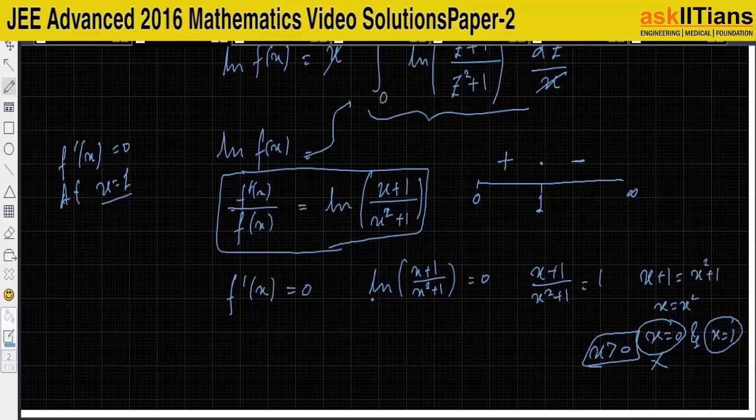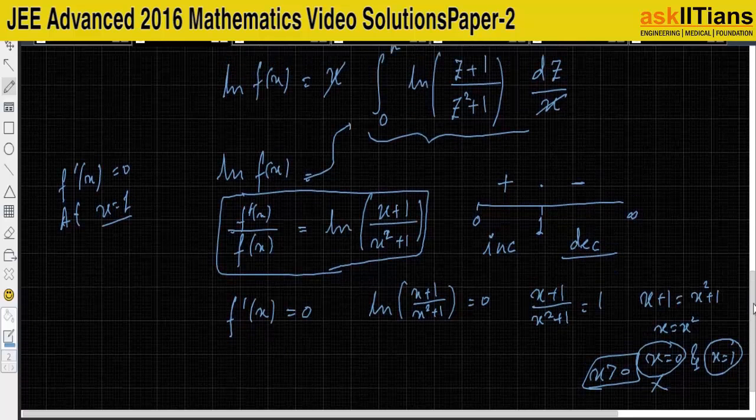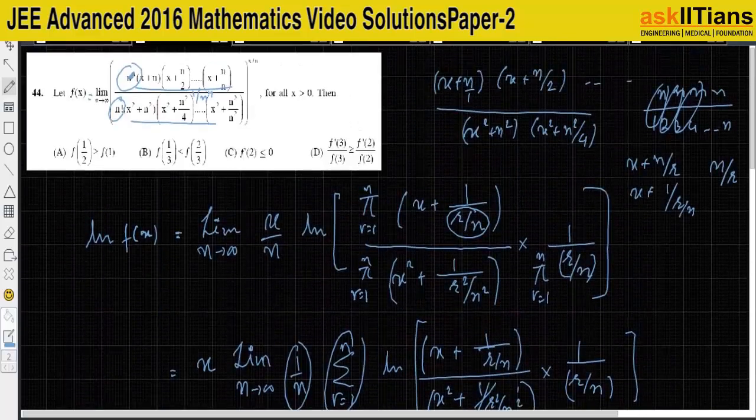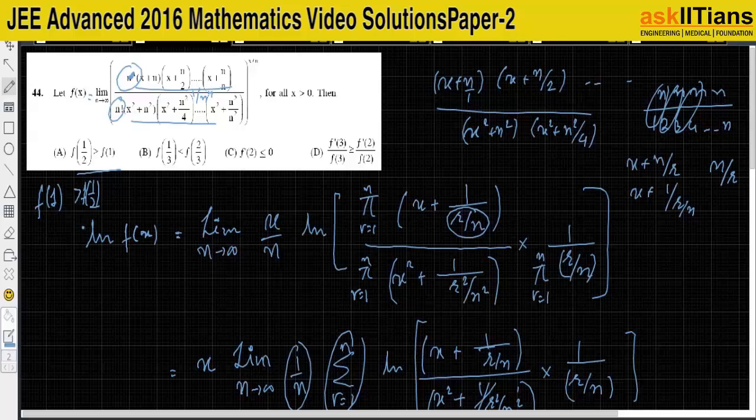Okay, so in this case, between 0 and 1 the function is increasing, right? And after 1 the function is decreasing. So if the function is increasing, which options are correct? Now I can check the options. Between 0 and 1 the function is increasing, so these two values are between 0 and 1. So 1 is greater than 1/2, so f(1/2) should be greater than f(1)... so option A is not correct, right?